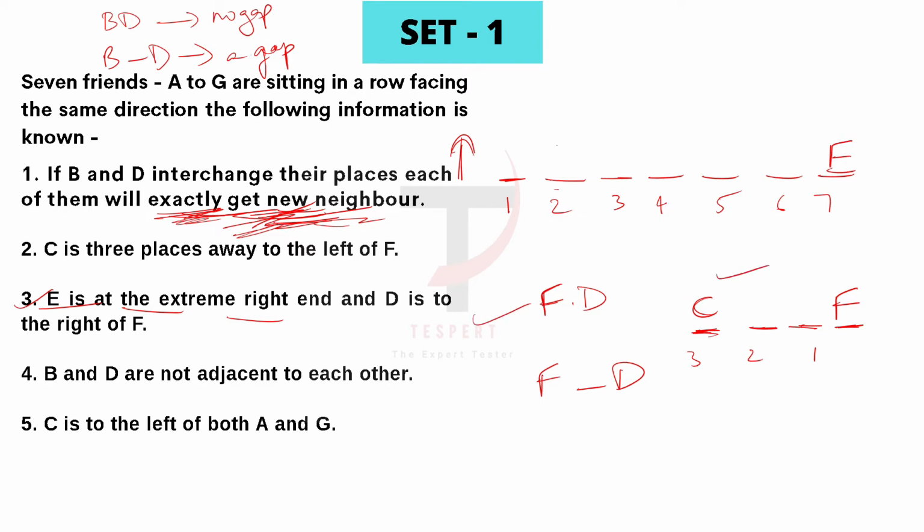We understood this case. And what is the fourth one? B and D are not adjacent to each other. Alright, so B and D are not adjacent to each other.